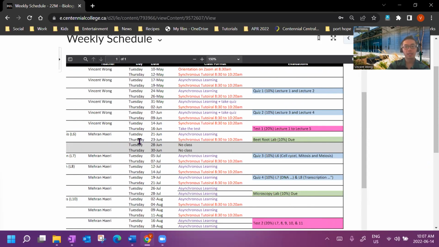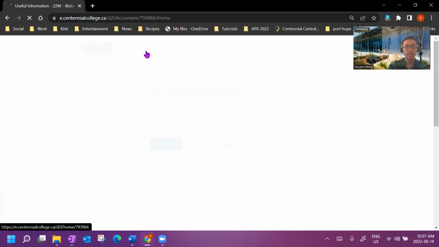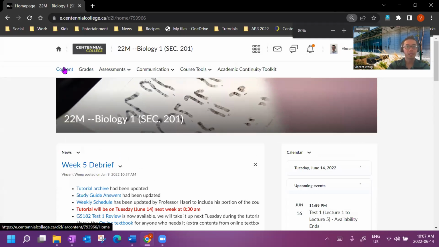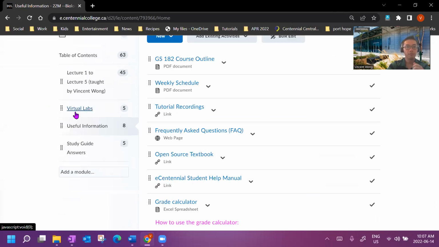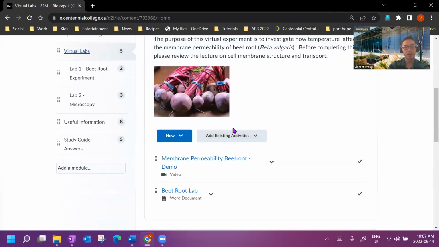Okay, so I'm going to talk about the lab right now. So please pay attention. So how do you get to the lab? Well, I will post a link today as well. After class, I will do my debrief and then I'll give you a link to the lab. But here is how you get to it. Content, virtual labs, and then this is the beetroot experiment.